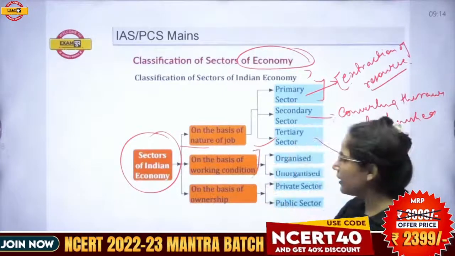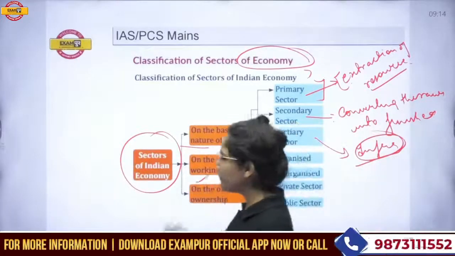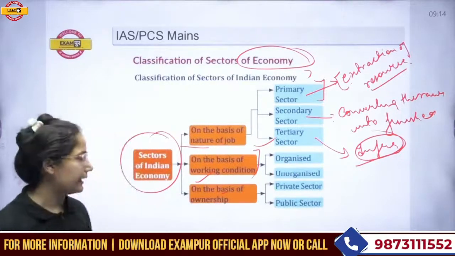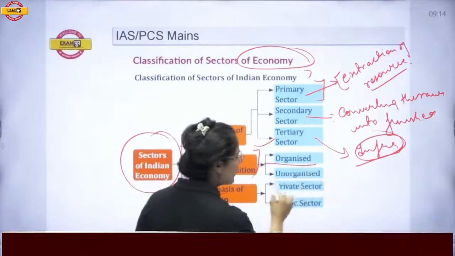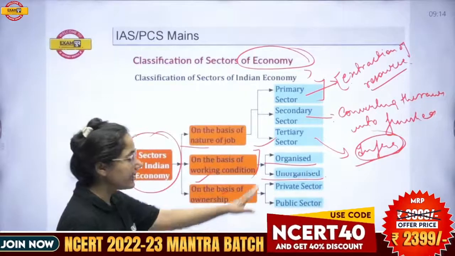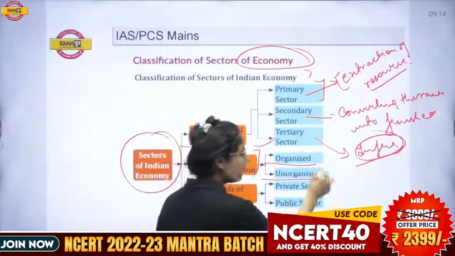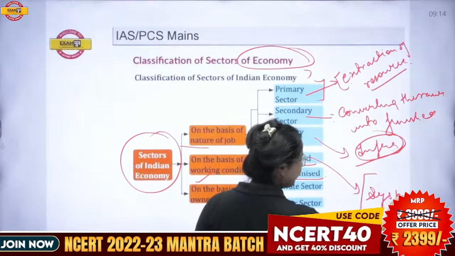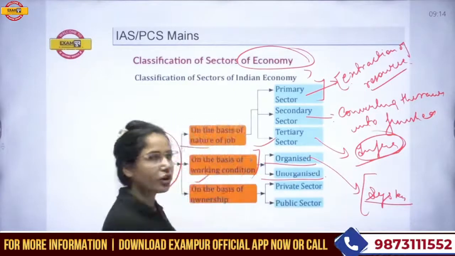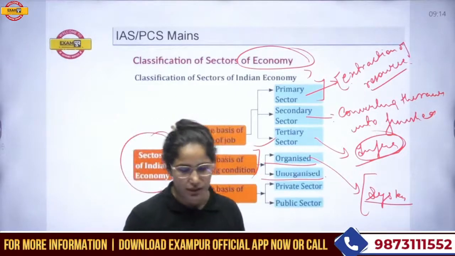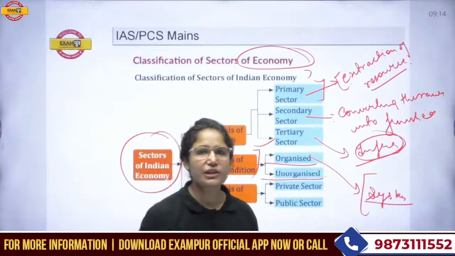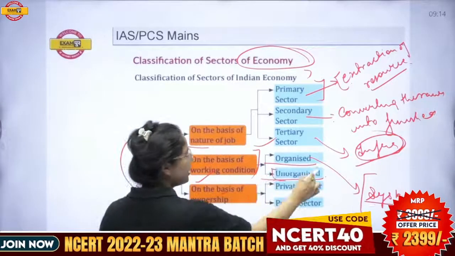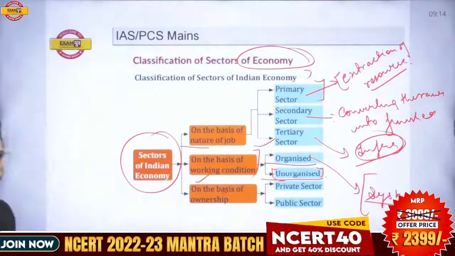So here, on the basis of working condition, how things are being undertaken, there are the organized sector and the unorganized sector. As the name depicts, organized means everything is in a very systematic way. Systematic way means formalized way. We are talking about every documentation being there. Okay, documentation is there, everything you will get to see. Unorganized means things are not taken into the registration format.